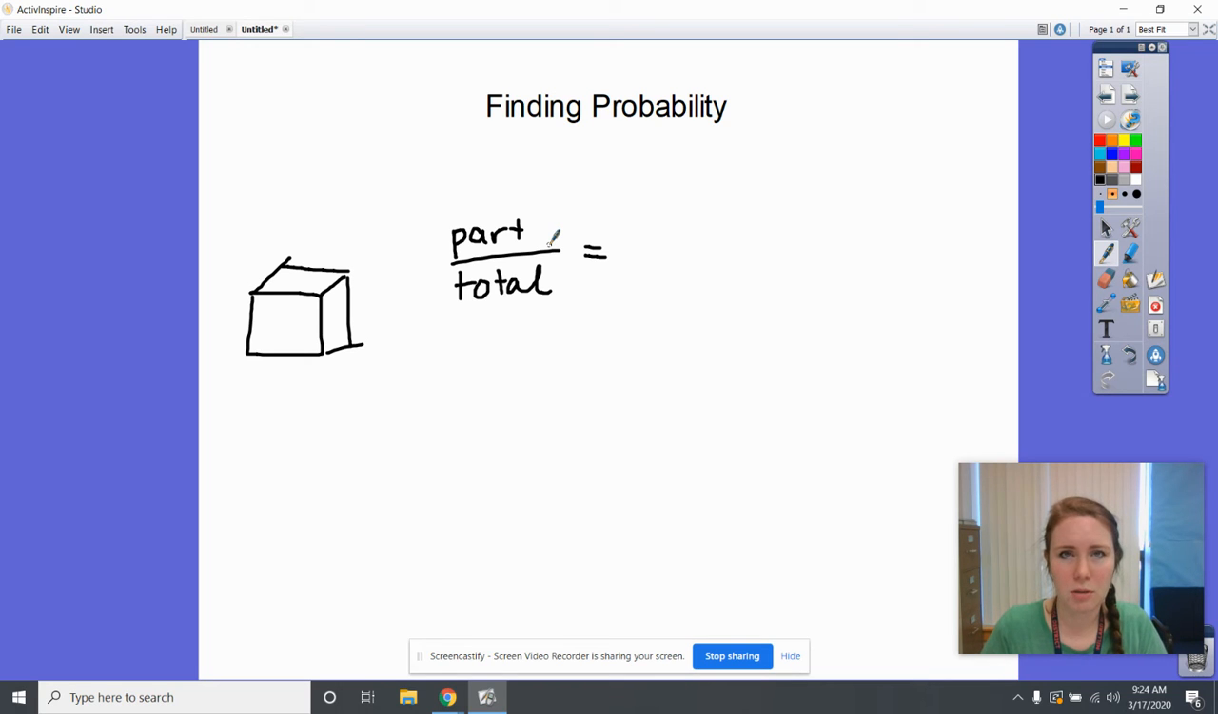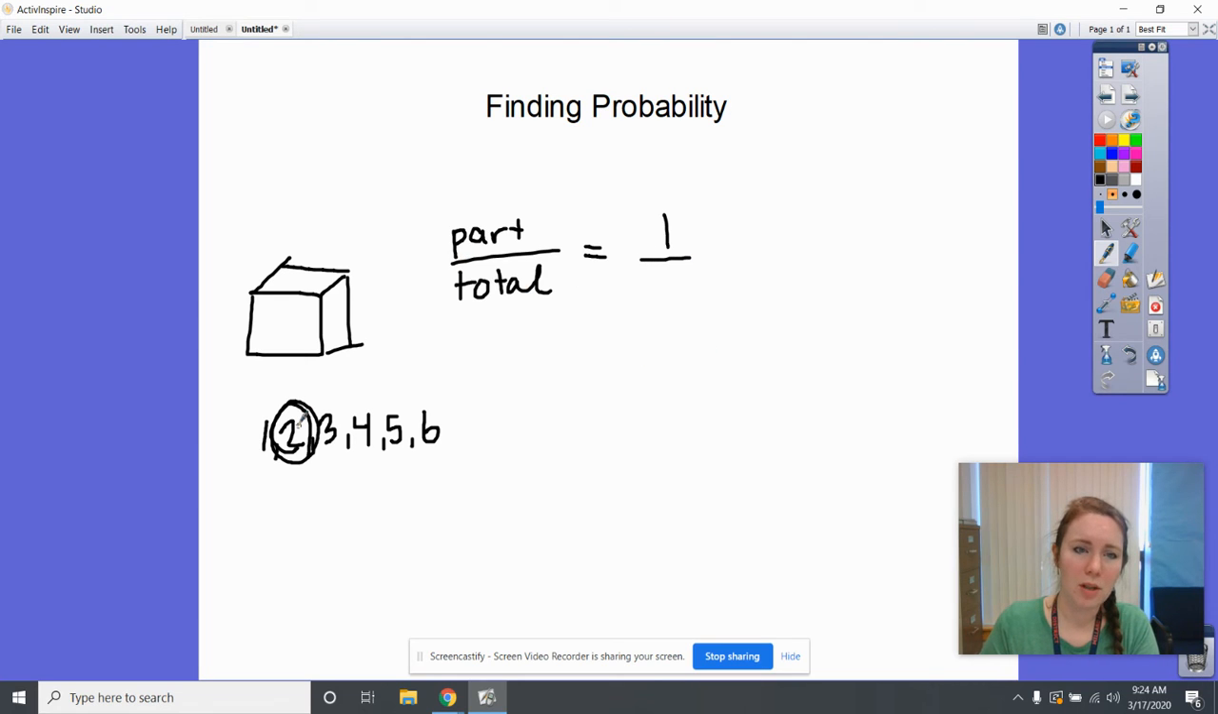Well, the part is how many times could we get a 2? Well, our options are 1, 2, 3, 4, 5, or 6. Those are all of our options. Of all of these options, the number 2 only shows up once. So the number of times that the part we care about happens is 1 time.